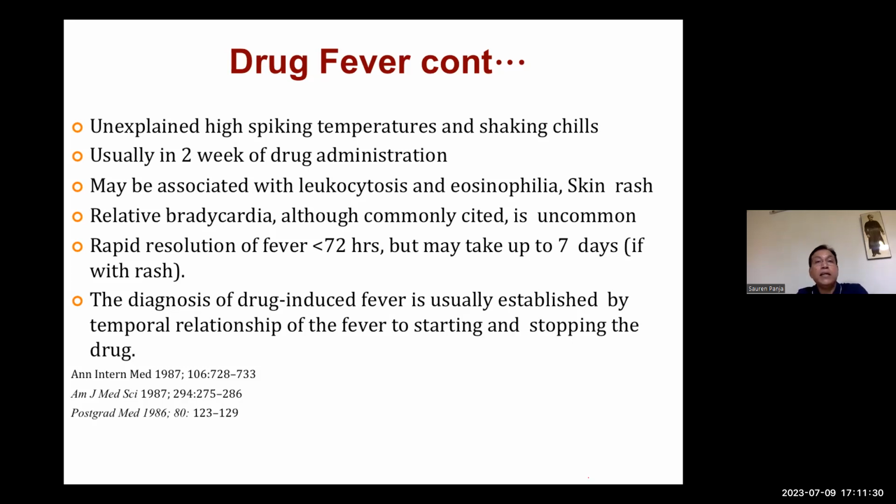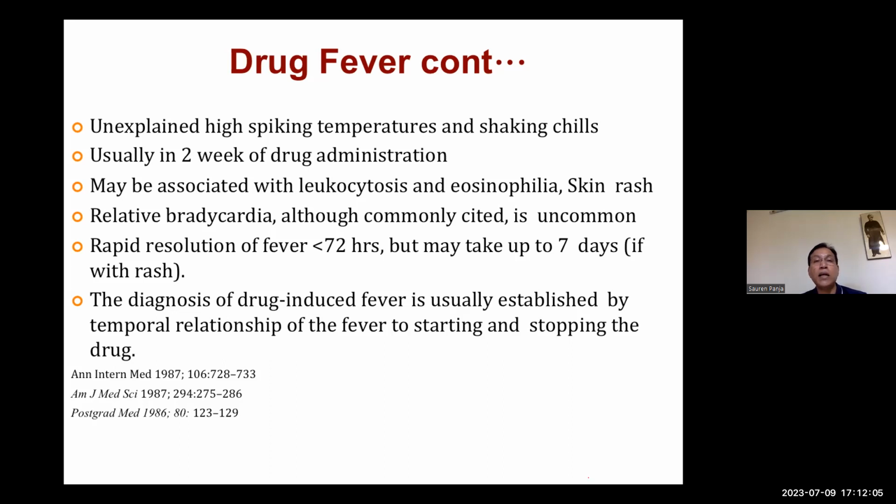And relative bradycardia, although commonly cited, is uncommon. Earlier it was taught that drug fever usually causes relative bradycardia, but that is not true. And rapid resolution of fever, usually less than 72 hours, usually gives a fair diagnosis that drug fever was there, but it may take up to 7 days, even up to 14 days for your temperature to subside. And if there is a DRESS syndrome, particularly the subtypes of this drug fever, it may take 2 to 4 weeks for the remission.